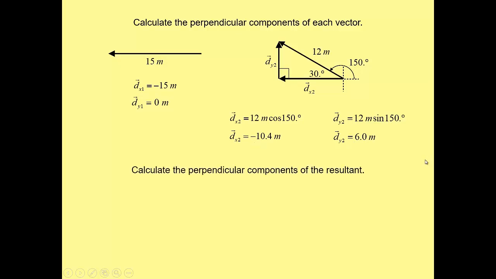Once we do that, we find the perpendicular components of our resultant by vectorially summing all the x's. We put all the x's together, which is a negative 15 meters and a negative 10.4 meters for a grand total of negative 25.4 meters, keeping the extra sig fig for now. And then we vectorially sum the y components.